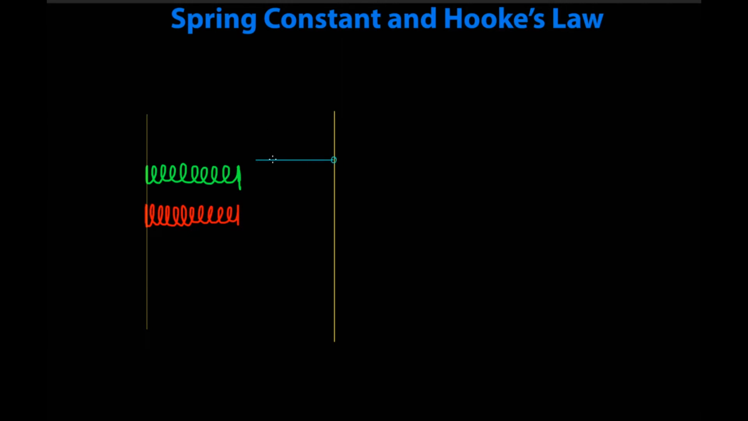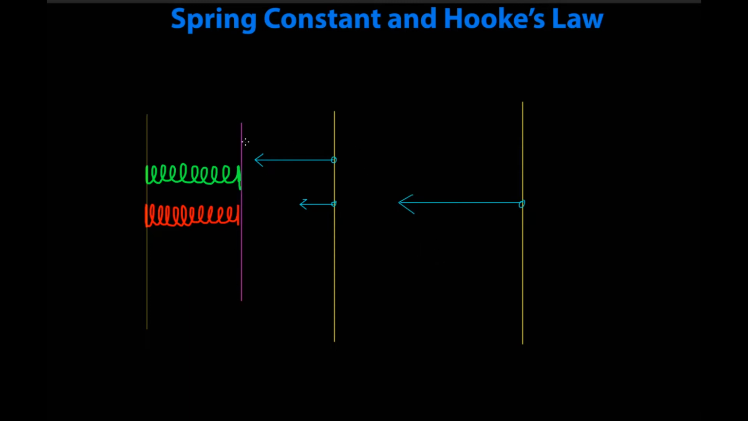The green spring pulls on you with this much force. The red spring pulls on you with this much force. So pulling them both the same length, you feel the force pulling on your hand from both springs, and you conclude that the green spring is the stronger spring. Now, one thing to note about this, the more you pull the spring, the more force it will exert on you. So let's say you pulled the red spring all the way to here, and the red spring now exerts this much force on you.